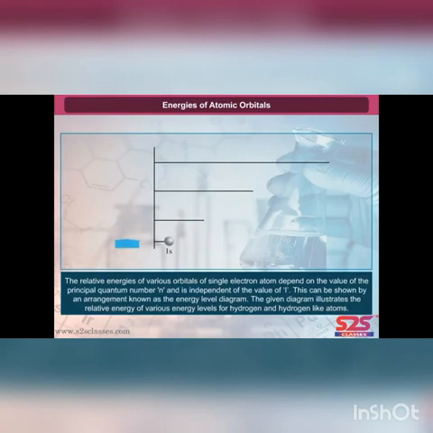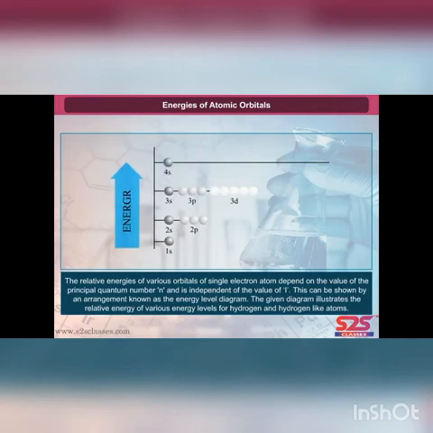Energies of atomic orbitals. The relative energies of various orbitals of a single electron atom depend on the value of the principal quantum number n and are independent of the value of l. This can be shown by an arrangement known as the energy level diagram. The given diagram illustrates the relative energy of various energy levels for hydrogen and hydrogen-like atoms.